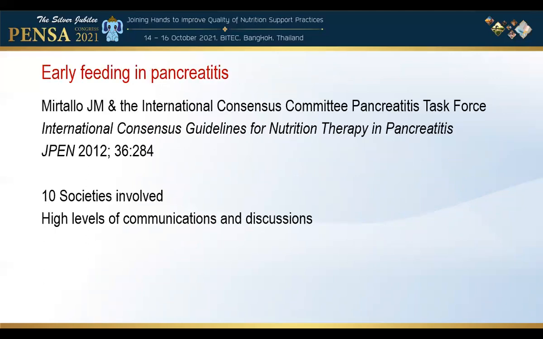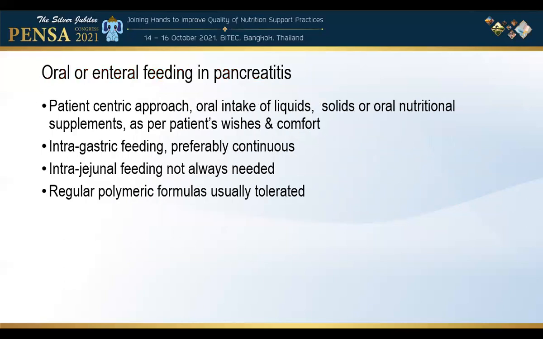In pancreatitis, early on we used to always give parenteral nutrition and keep them nil by mouth. But this international consensus committee, consisting of 10 societies from various parts of the world, clearly shows that a patient-centric approach is used. Oral intake of liquids, solids, or even oral nutrition supplements can be given depending on the patient's wish and comfort.